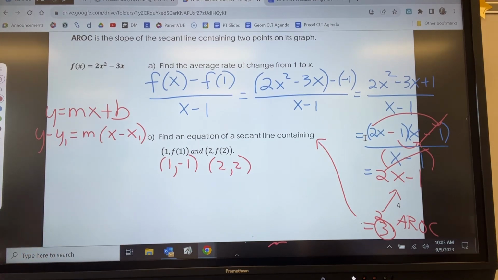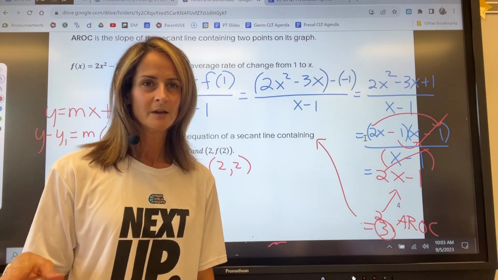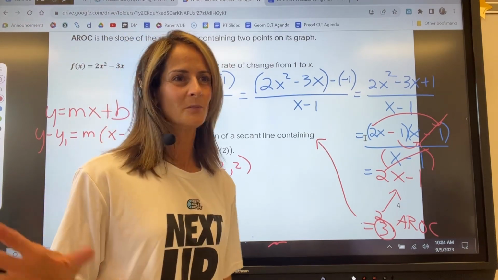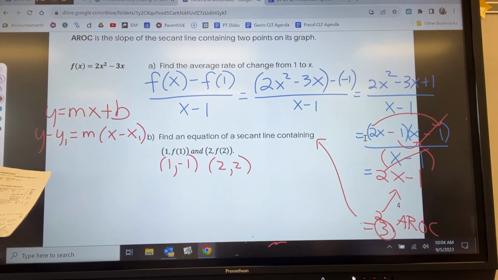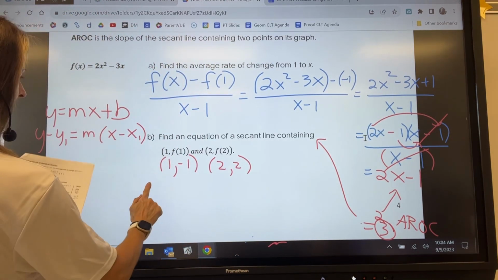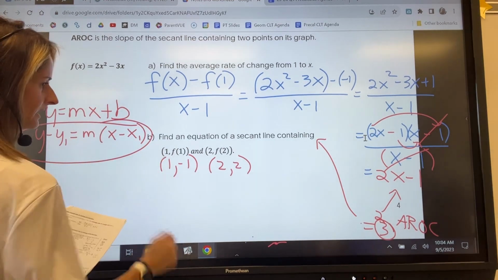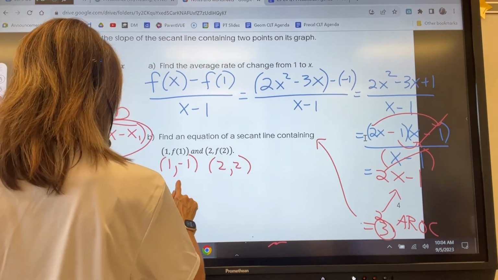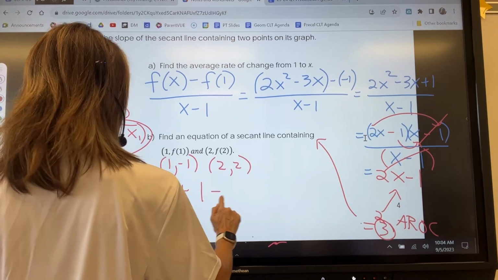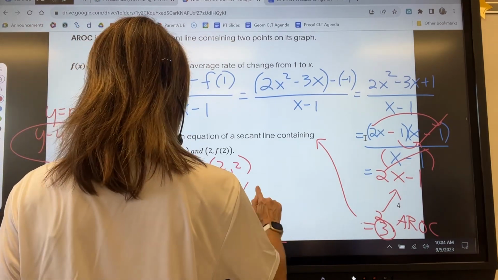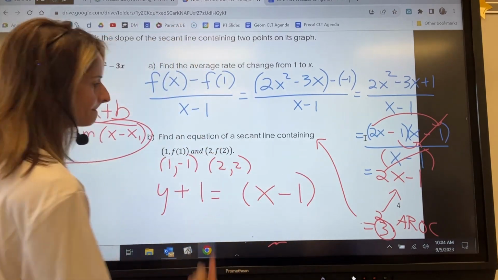To do that, you can pick whichever point you want. Both of these points are nice, pleasant numbers, but every once in a while you'll get one point that's nice and one point where you're like, I'm not using that point. So we're gonna use this formula right here. I'm gonna use the first point right here. y minus y1, which is negative 1, so plus 1, equals m, we'll put the m in just a minute, times x minus 1.